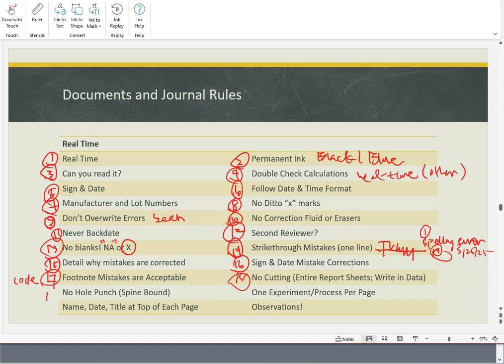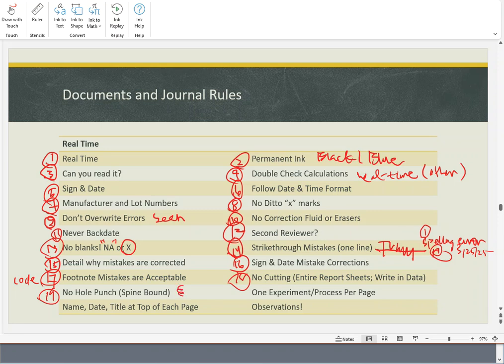Number 19, no hole punch. So you cannot have laboratory notebooks that are 3-ring binders. And the reason is because you can take out pages and insert pages. So you can add things and modify things very easily in a 3-ring binder. So stay away from them. They cannot be used. The spine bound is going to be approved. Not even a 1-subject notebook, folks.